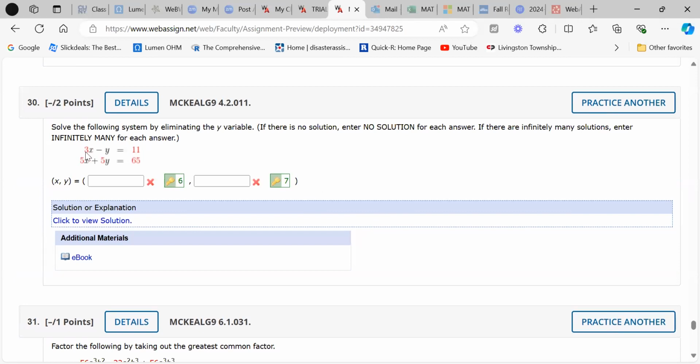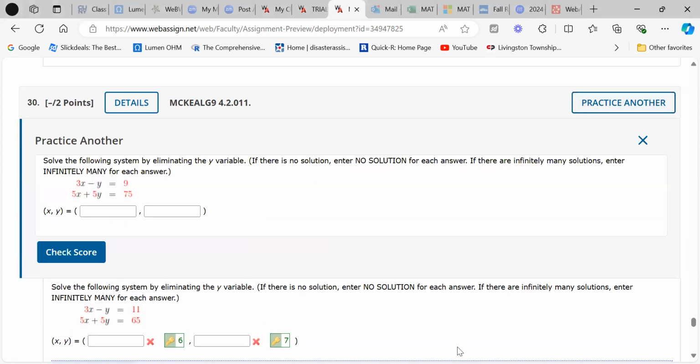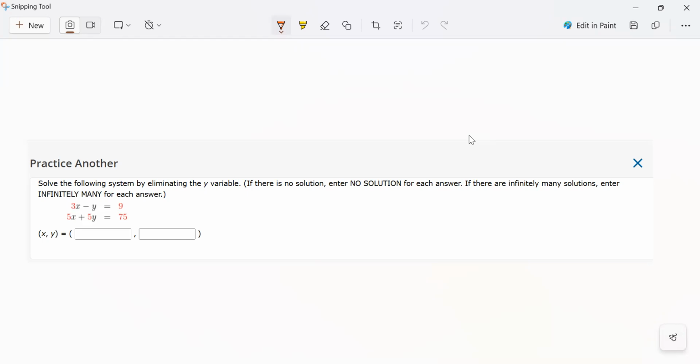And let's look at question 30. So this is solving a system of linear equations, right? We learned it in chapter 4. And let's look at how you solve it. Actually, let me get a new question here. Yeah, so you try this really quickly, and I'm going to go over the solution. Here they ask me to use the elimination method, right? Eliminate either variable x or variable y. Let's eliminate variable y. Try that really quickly, and I'll show you the solution in a second.